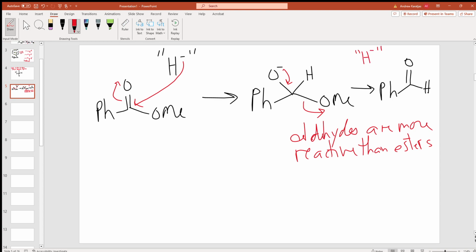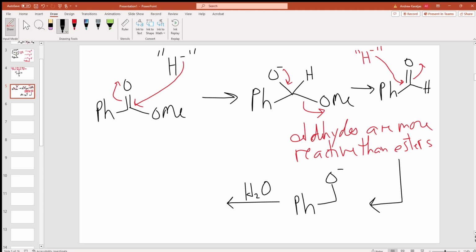We'll show it as "H-" in quotes. It adds into the aldehyde. Electrons shift up onto oxygen. We form our anion, which then we quench, typically just with water. But if you're actually doing this reaction, you want to be very, very careful and quench it slowly, usually at low temperature. But that'll protonate our alcohol to give us our final product.